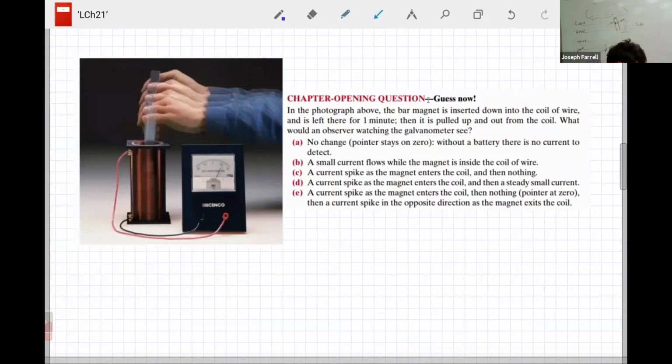All right, so what is this? The chapter opening question. So good to take a look at. In the photograph above, the bar magnet is inserted into the coil of wire and is left there for 1 minute. Then it is pulled out from the coil. What would an observer watching the galvanometer see? So you can pause this, take a look at those. We've pretty much gone over that already.